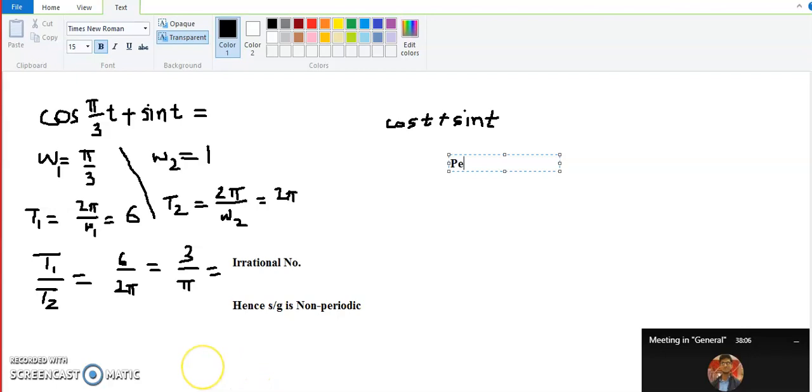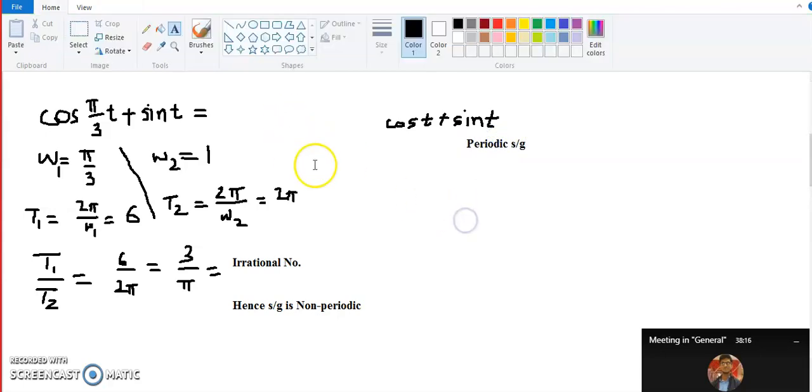It will be a periodic signal. Okay, this will be a periodic signal. Why? Because here t1 by t2 will be 1, hence it will be a rational number. Therefore, it will be a periodic signal. Okay.